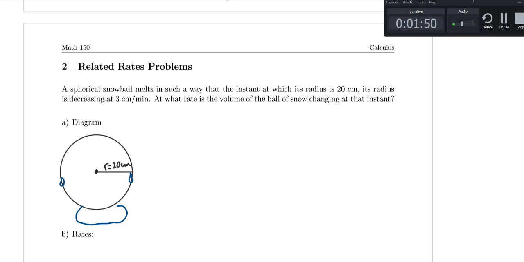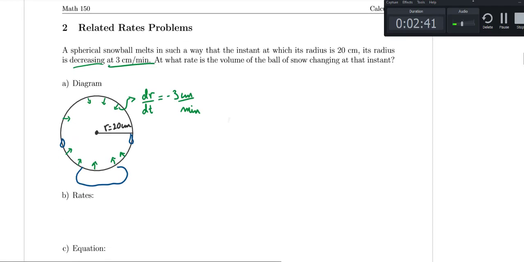So what we have here is that the radius is decreasing, and the rate at which it's decreasing is 3 centimeters per minute. So when we were talking about rates of change, how do we write a change in the language of calculus? Well, we see here that the radius is changing as time changes, and it is happening at negative 3 centimeters per minute. So why is it negative? Well, because it was decreasing, so it's a negative change here. Okay, so here's a diagram.